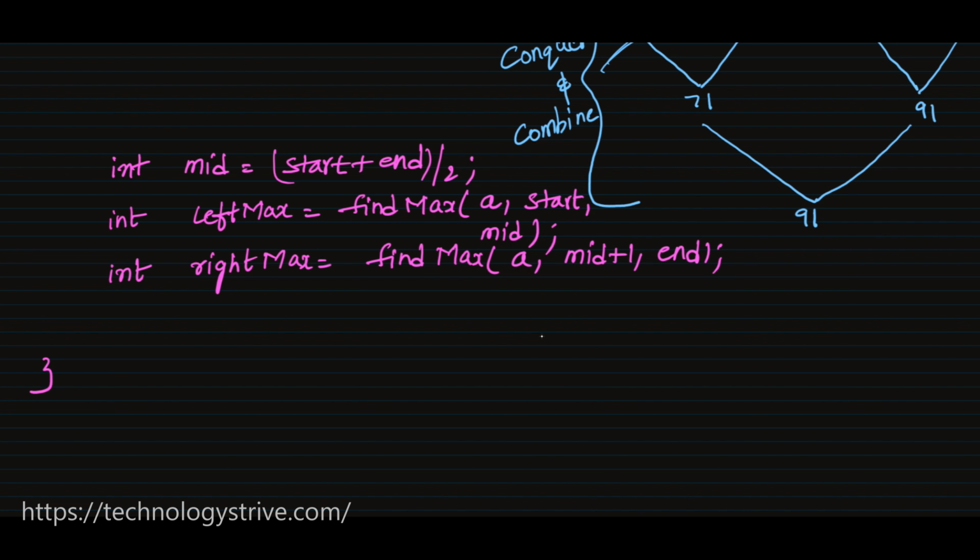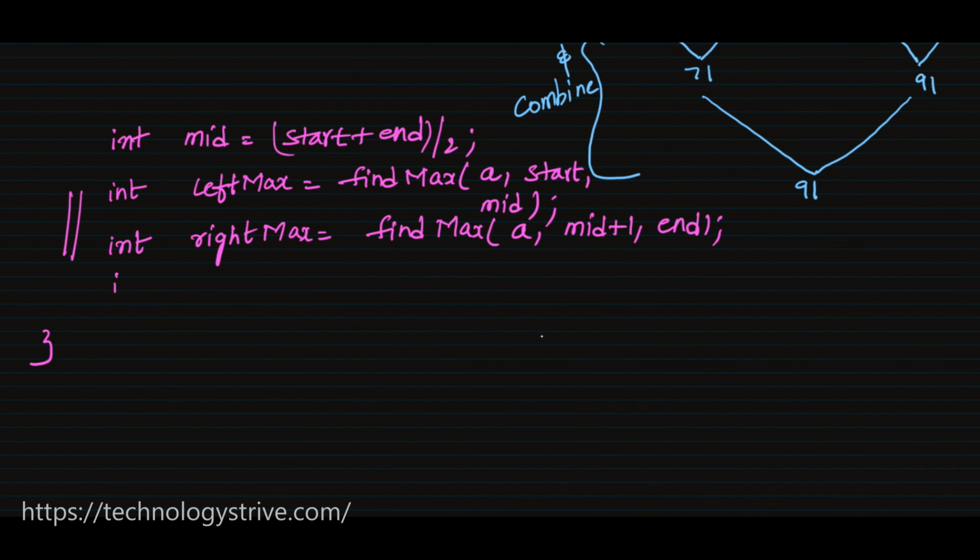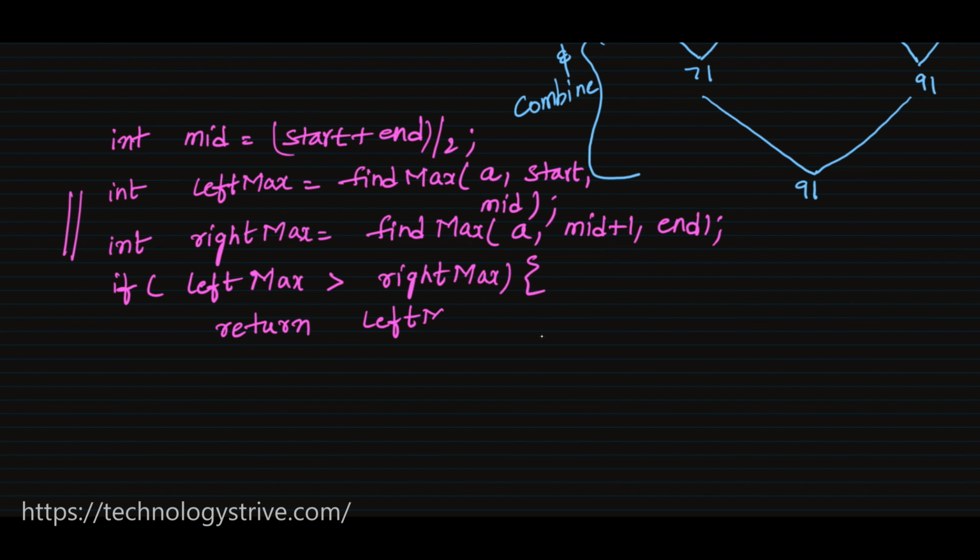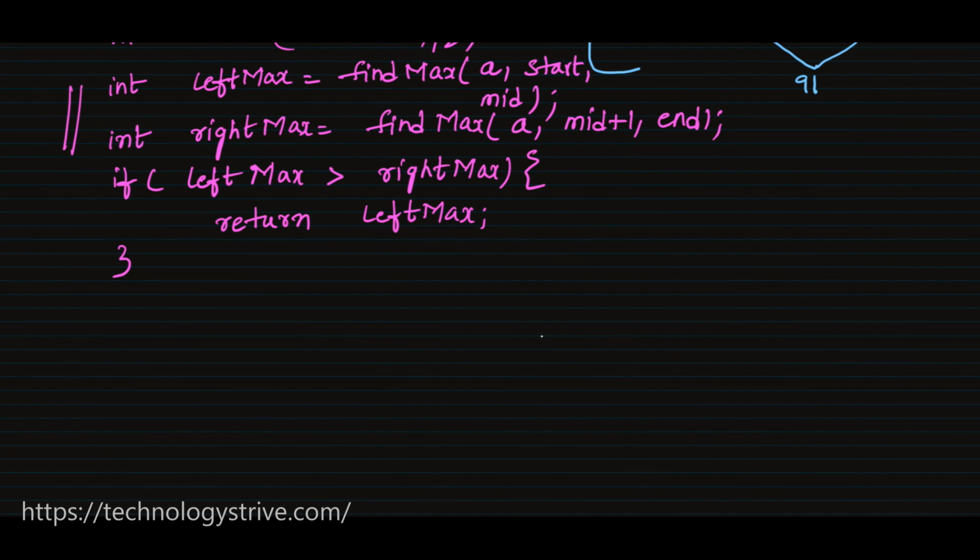Okay, so once we get these two, we are going to compare leftMax and rightMax, and finally return the maximum element. So if leftMax is greater than rightMax, return leftMax, right? If this is not the case, it means rightMax is our answer. So return rightMax.